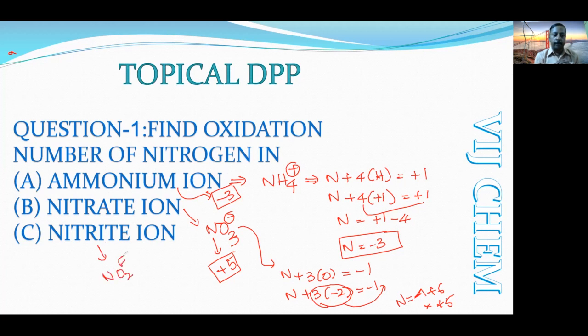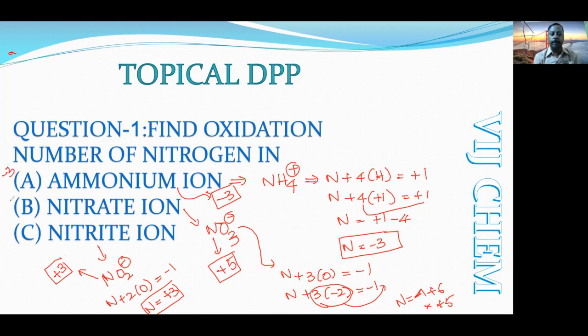NO2 minus. Quickly tell me, what will be the oxidation number of nitrogen? So -2 into 2. Yes, very good, fastest answer I am getting. Nitrogen plus 2 into oxygen is equal to -1. So the -4 goes to that side, and you will get +3. So the oxidation number of nitrogen here will be +3.